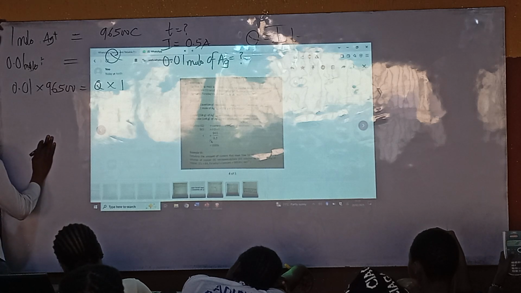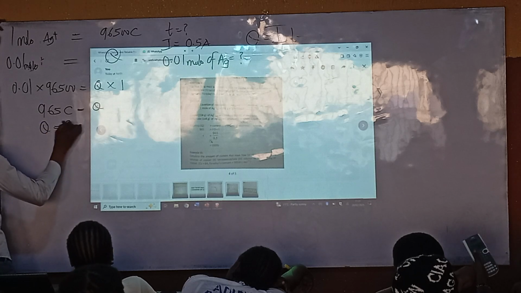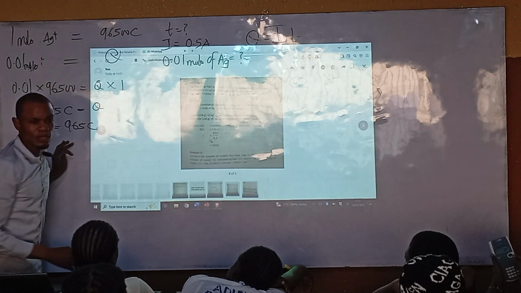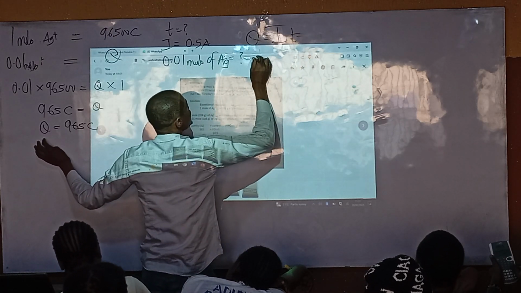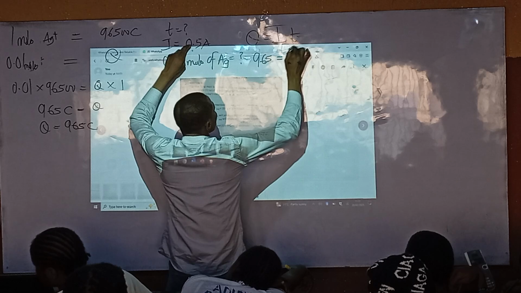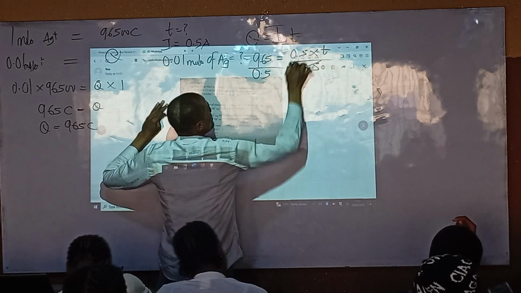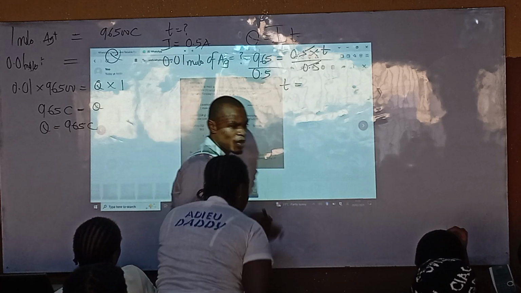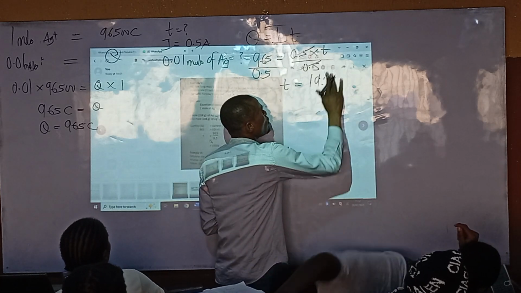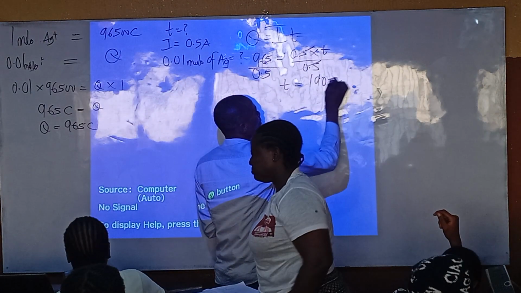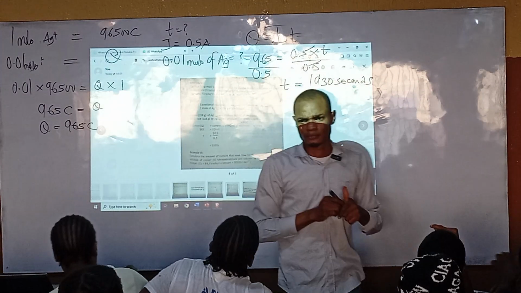Coulomb equals Q. So Q equals 965 coulombs. I will now put it here to get my T. Q is 965, I is 0.5, times T. Divide 965 by 0.5, so T is 1,930 seconds.